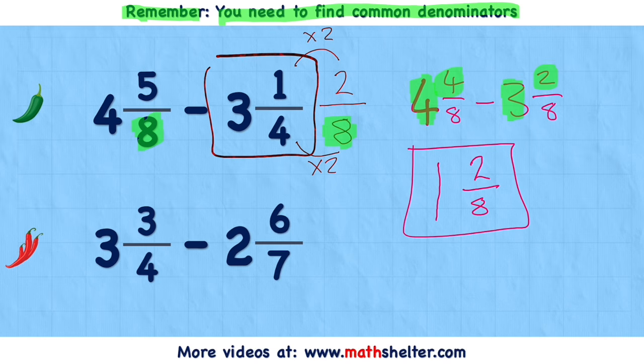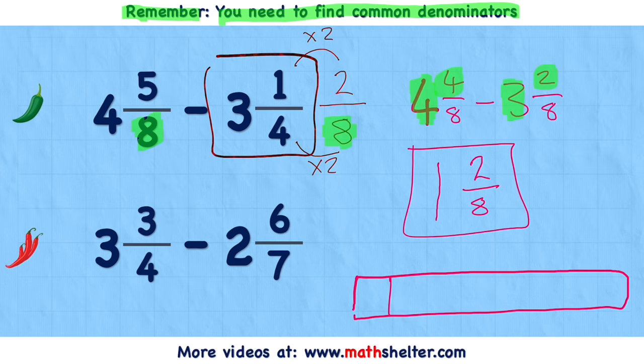To prove that, if you want me to draw it, let's draw out my fraction, and I'll cut it into eighths. So 1, 2, 3, 4, 5, 6, 7, and 8. And at the start, I had 1, 2, 3, 4/8, but I subtracted 2 of them. 1, 2. How many am I left with? 2/8. So I have 1 and 2/8. So my final answer, 1 and 2/8.